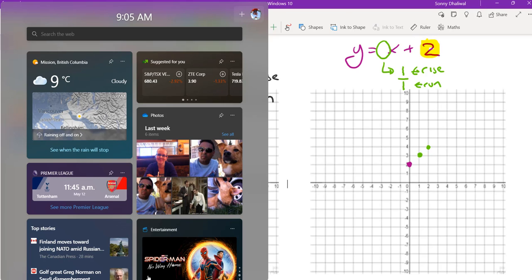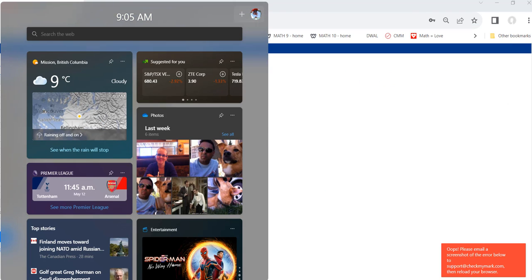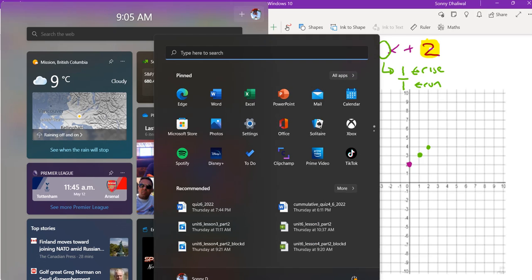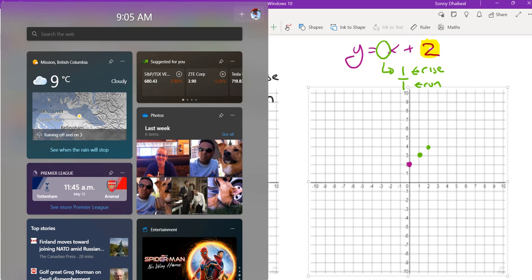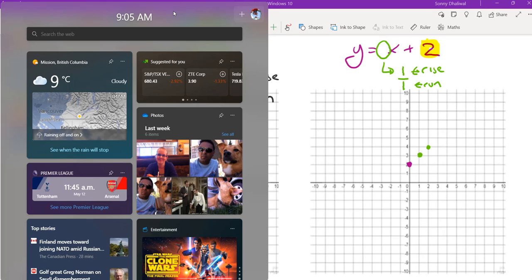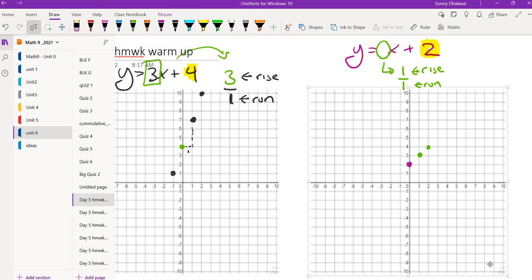come on, disappear. New Windows. I don't know what it's doing. I don't know why that's not disappearing. Anyways, I'll figure that out.